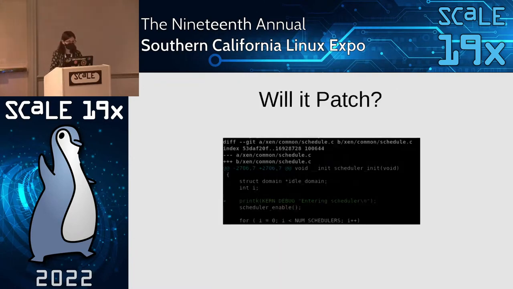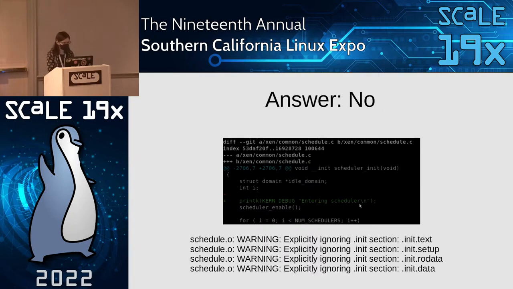Okay, so now I'm going to go through a few small code examples. Again, this is from the Xen code base, so it may not be generally applicable. But here I'm patching something in the init section, schedule_init. I'm just adding a printk. Do you guys think it'll patch? Raise your hand. All right, yeah, definitely. You're totally right. No, it's explicitly ignoring the init section. Even so, that code already ran. There's nothing to do there.